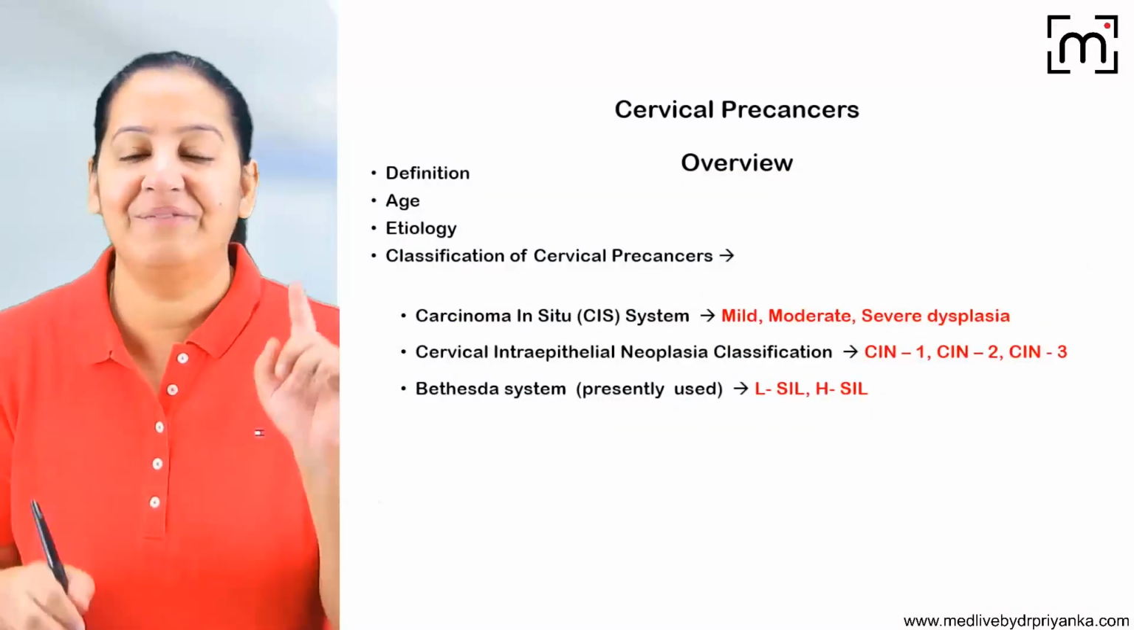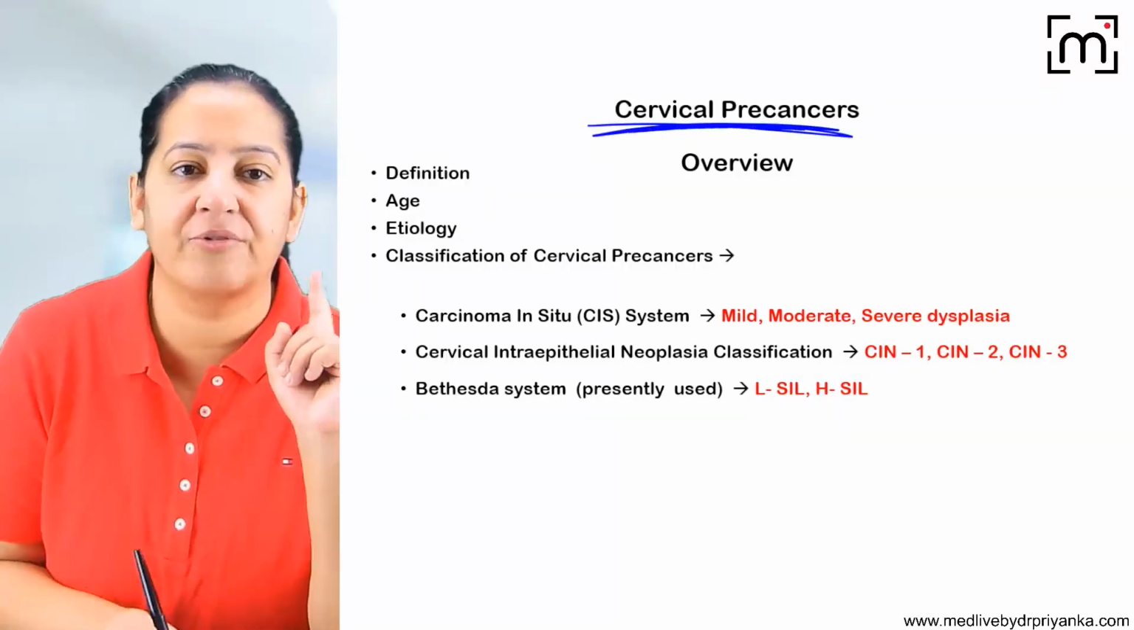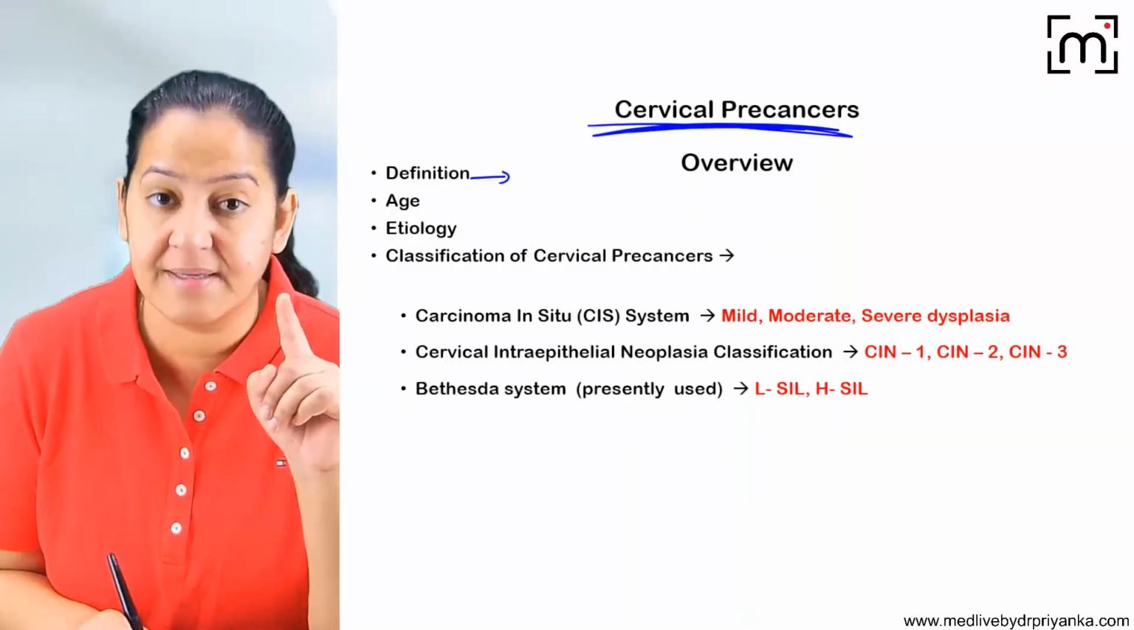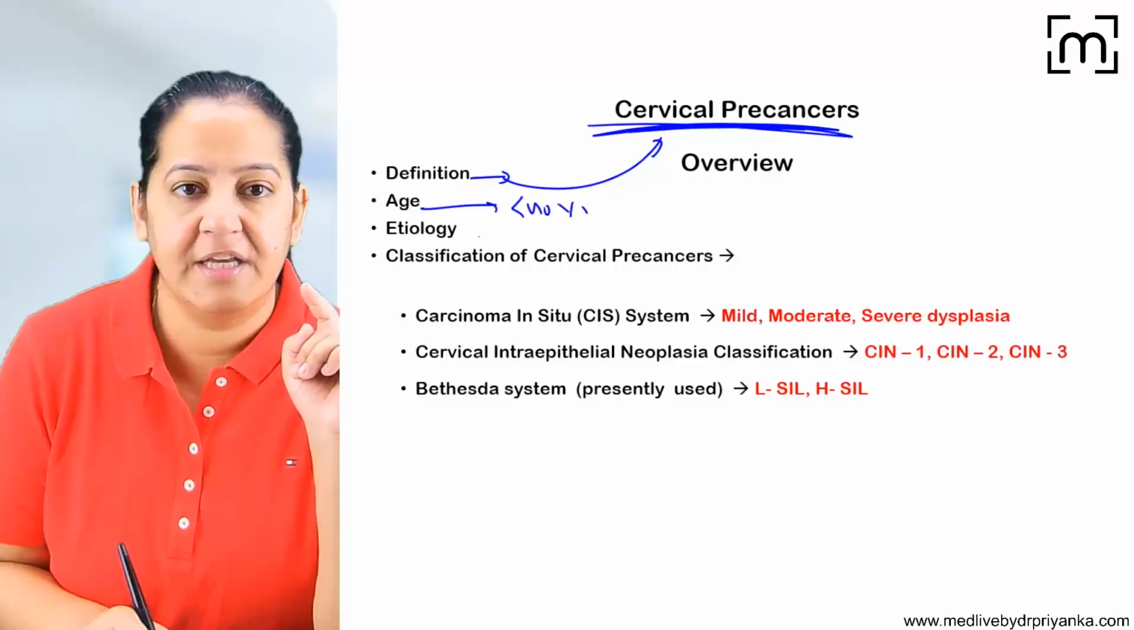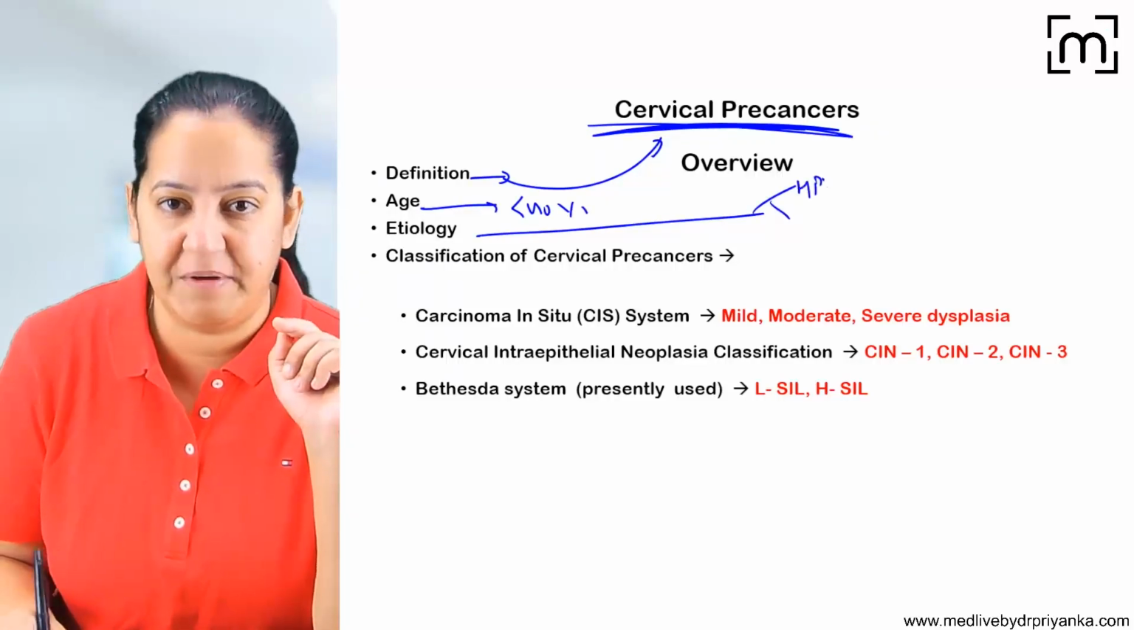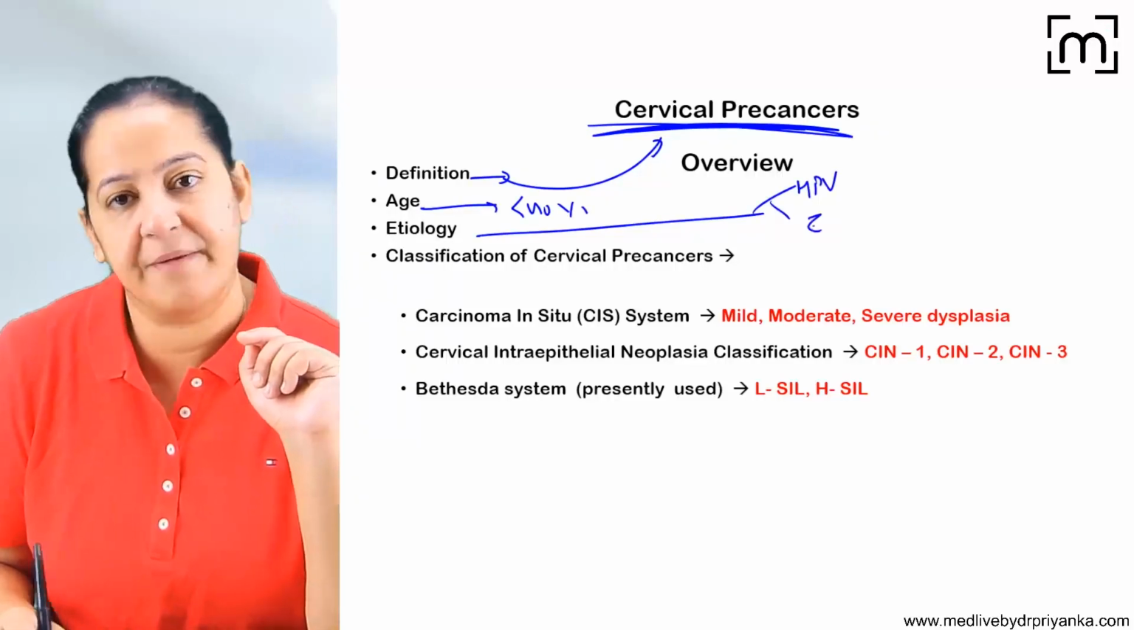We are done. If this topic is coming in your exam, you have to write the definition of precancer. This is not cancer. This is before malignancy. The age is young, less than 40 years. For etiology, there are two risk factors: HPV, number one, and environmental factors.